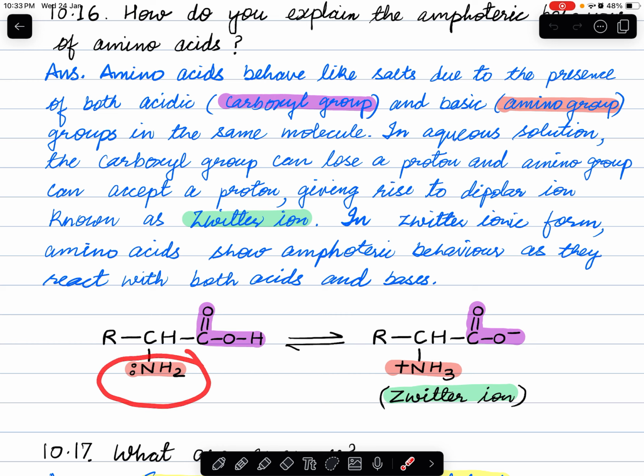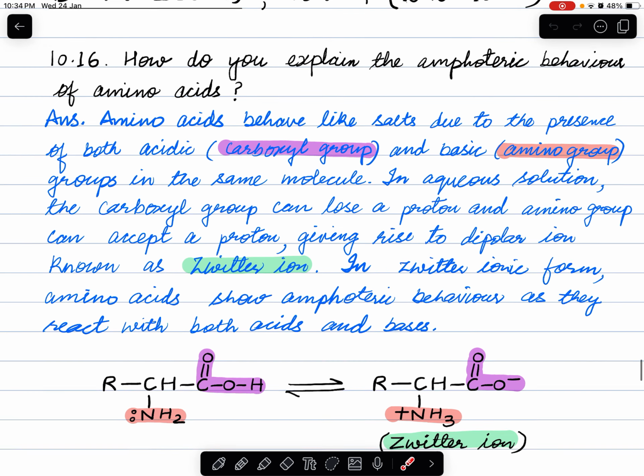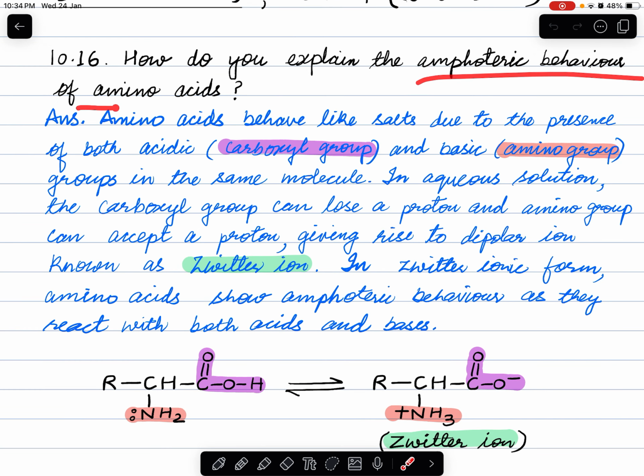So this H plus ion from the carboxyl group can move to the amino group, and we get this Zwitter ion structure where we have two poles. This is the negative end and this is the positive end. And because of these two types of charges, this Zwitter ion can react with acid as well as bases. So this is the amphoteric behavior of amino acids.